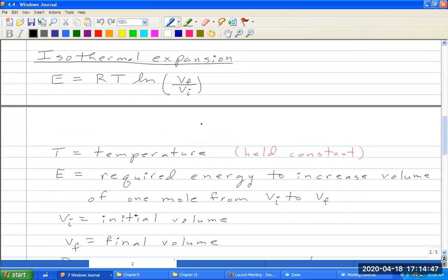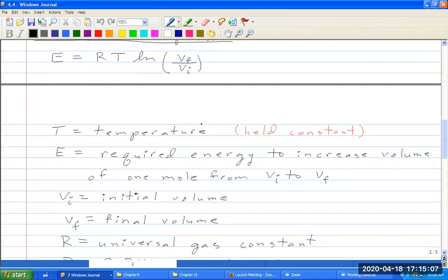Isothermal expansion. E, the required energy to increase the volume of 1 mole from V sub initial to the volume V sub F, the final volume, times R, where R is a constant, the universal gas constant, times T, and we're assuming that the temperature here is being held constant, times ln V sub F, the final volume, divided by V sub I, the initial volume.